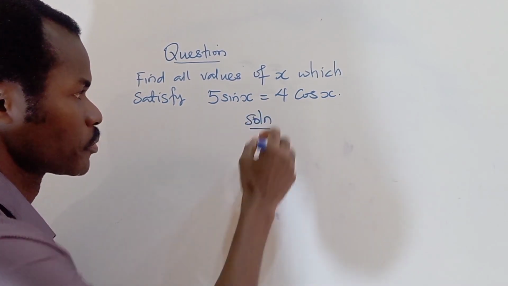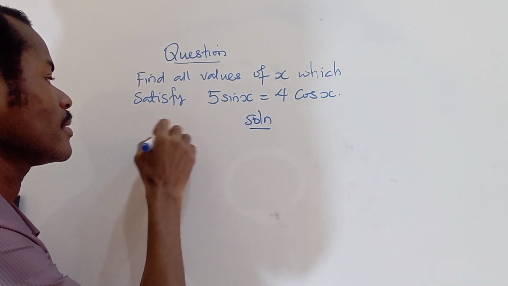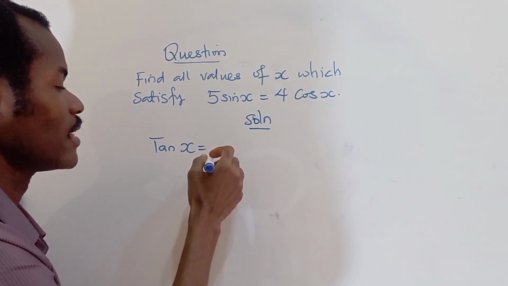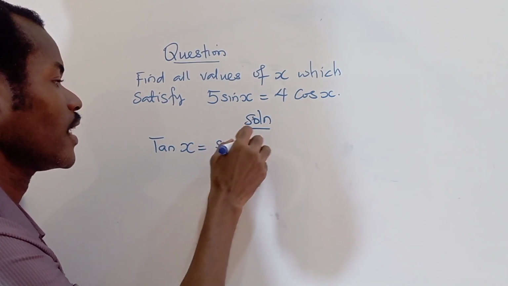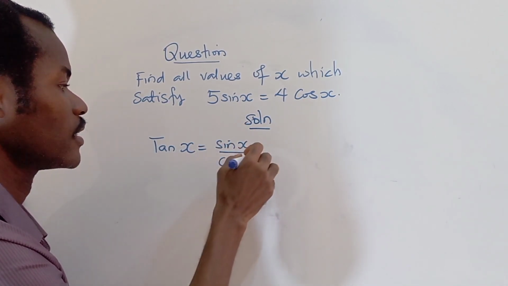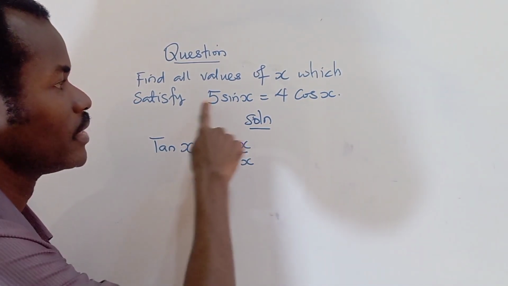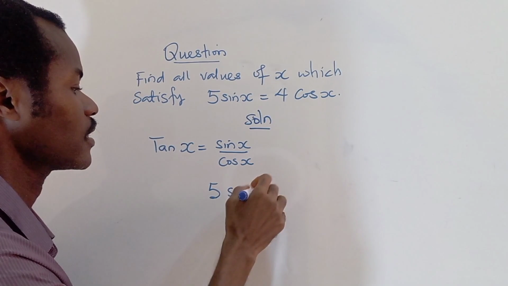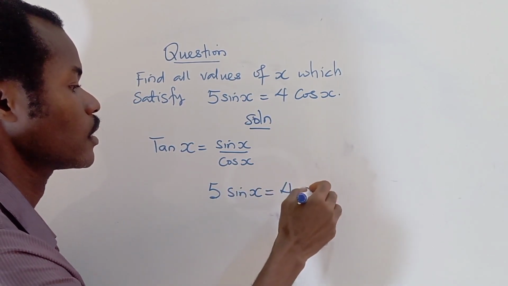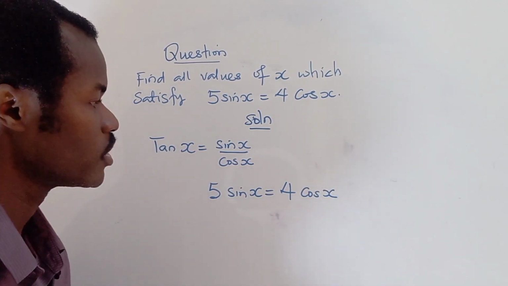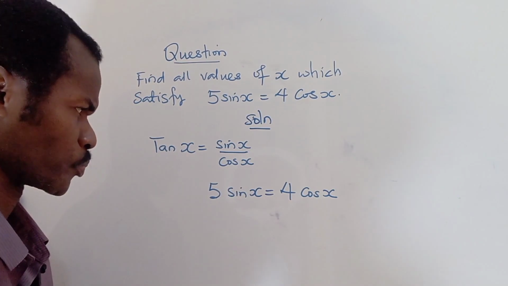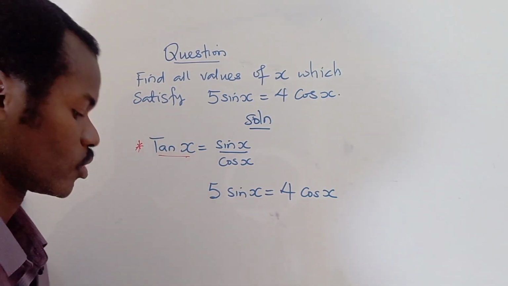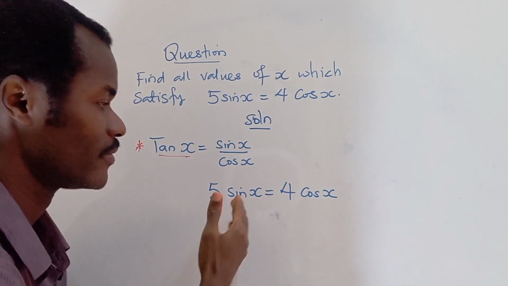Our solution. One thing I want to remember is, if we have tan x, we can simply write tan x as sine x divided by cos x. Now you can observe the given equation, which is 5 sine x equals 4 cos x. So the question is, how do we solve this so that we have our tan x on one side, basically at the left hand side?